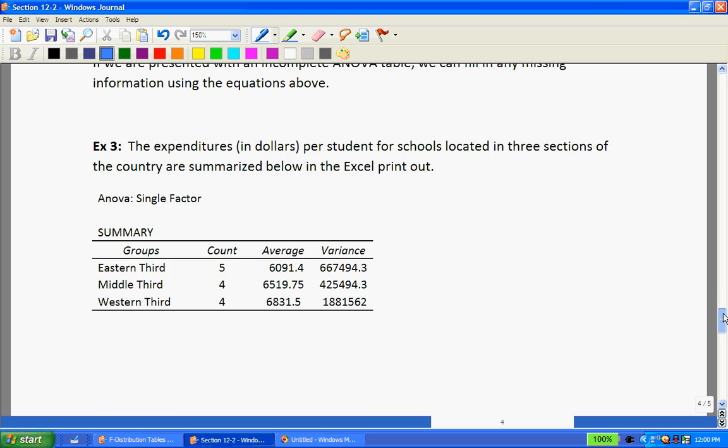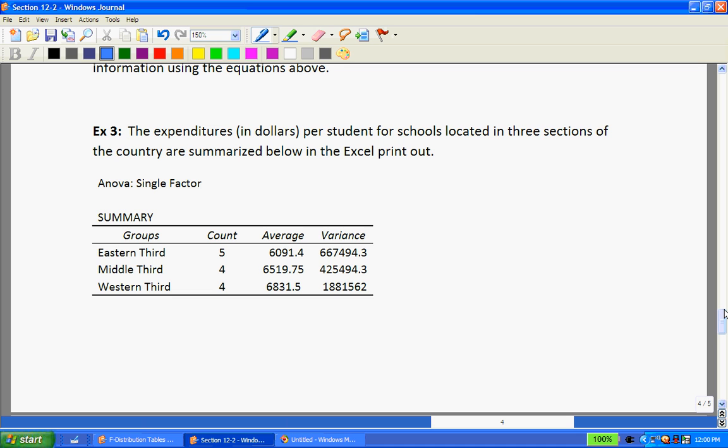The expenditures in dollars per student for schools located in 3 sections of the country are summarized below in the Excel printout. So this is a typical printout from Excel. Notice again, we don't have the raw data, we have the summary. So let's say we're dividing the country up into east, middle, and west. And we have counts of 5, 4, and 4, and the average expenditure is 6,091 for the eastern, 6,500 for the middle, and 6,800 for the western.